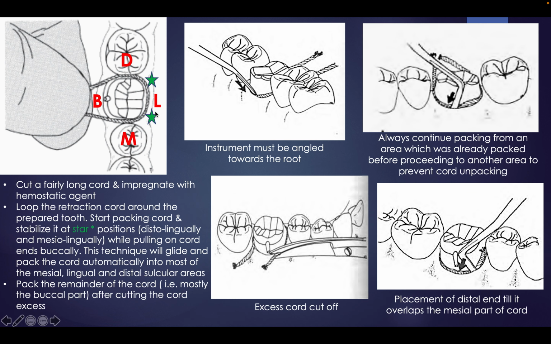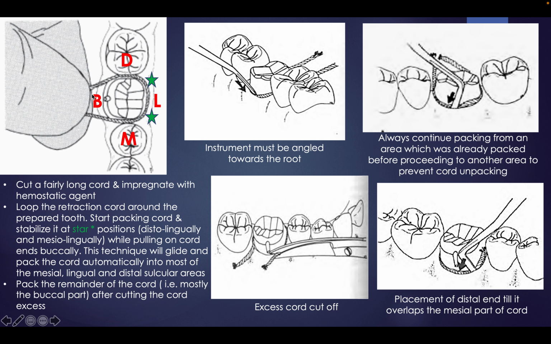How do you do cord packing? So this is just some clinical tips. You cut a fairly long cord, you impregnate it with a hemostatic agent, you loop. This is the looping technique.